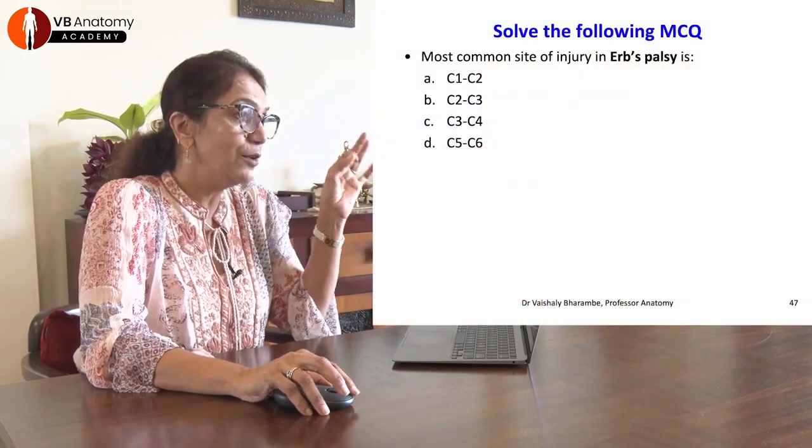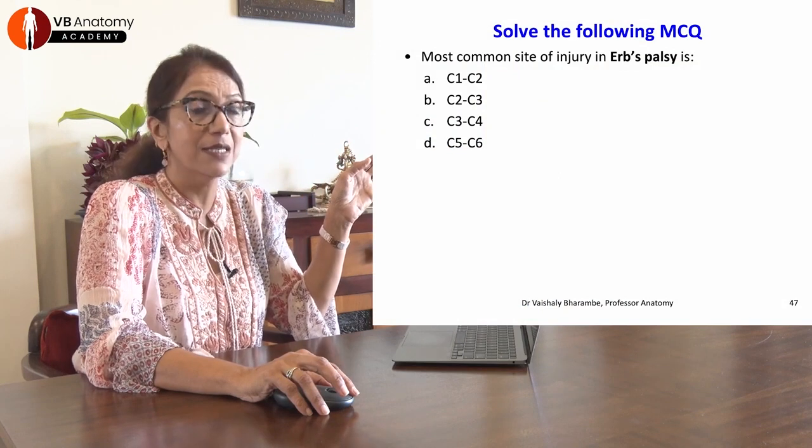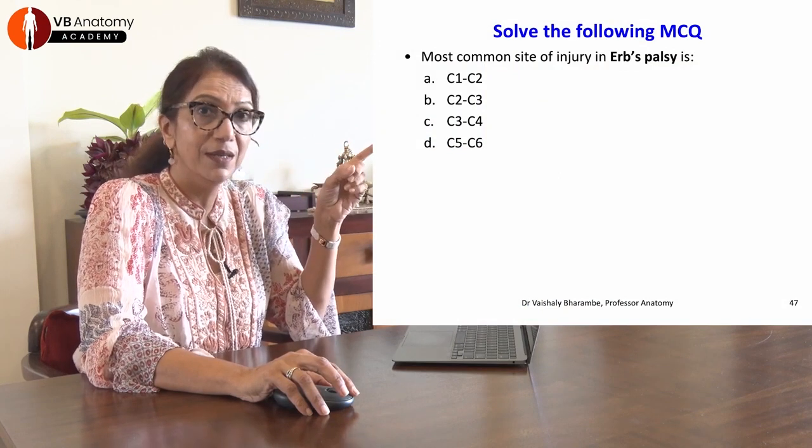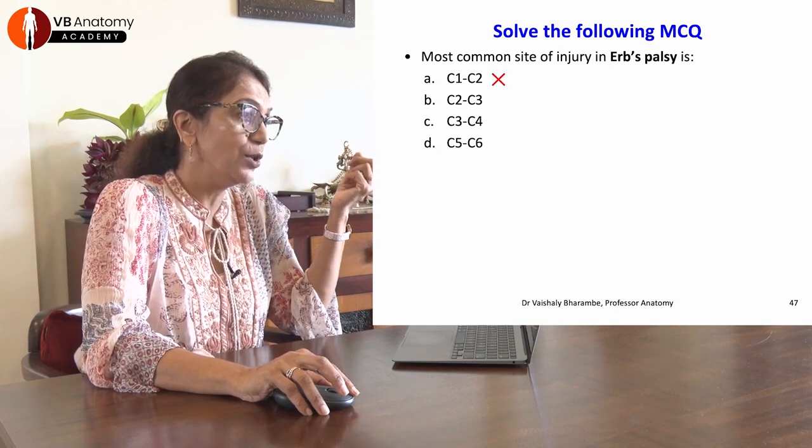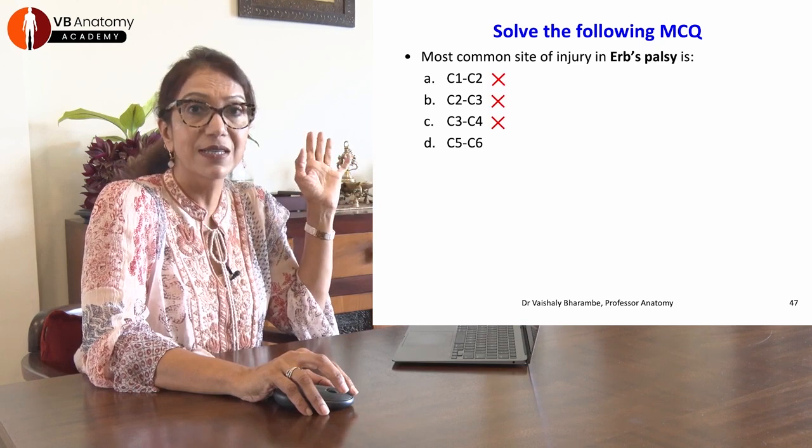The most common site of injury in Erb's palsy is, again use your memory, C5, C6. It's not C1, C2, it's not C2, C3, not C3, C4, it is C5, C6.